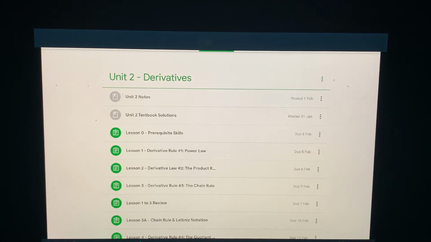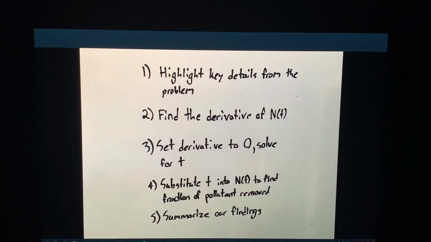The question given to us will relate directly to the unit on derivatives, more specifically the lessons on derivatives of polynomials and the power of a function rule. To solve this question, we must first highlight key ideas from the question. Next, find the derivative of n(t), then we will find when the pollutant is minimized by setting the derivative to 0. After that, we will solve for t, then input t into the original equation to find what fraction of the original quantity has been removed. And finally, summarize our findings.